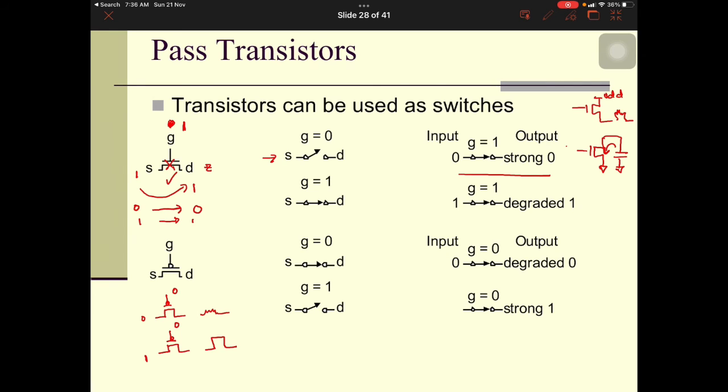So this is why we always connect the PMOS as the pull up for the inverter or any other circuits. So it can pass a very strong 1. And it will be off if you put in a 1 at the gate. So this will act like an open circuit.